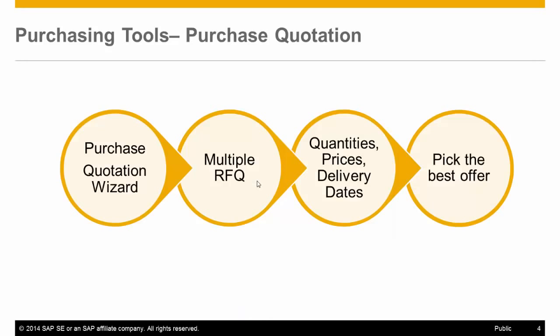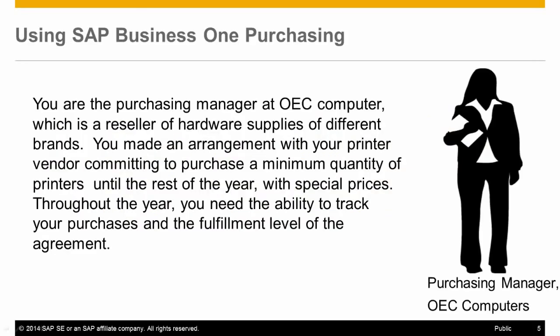For purchase of new items, use the Purchase Quotation Wizard tool, which allows you to send multiple quotations to your vendors, requesting proposals for quantities, prices, and delivery dates, and based on their replies, select the proposal that best fits your needs. You are the purchasing manager at OEC Computers, which is a reseller of hardware supplies of different brands.